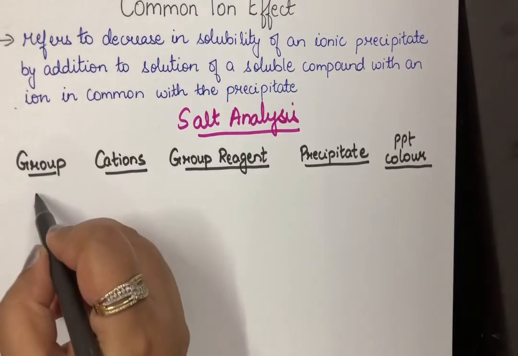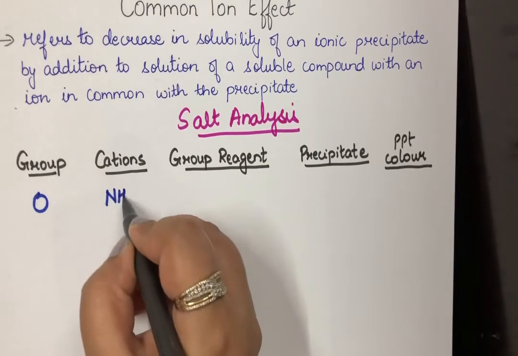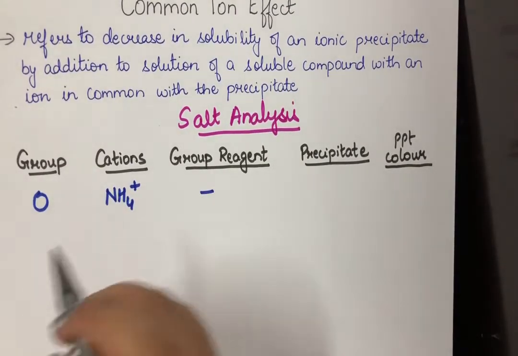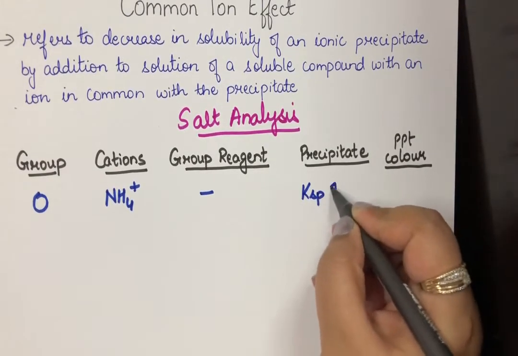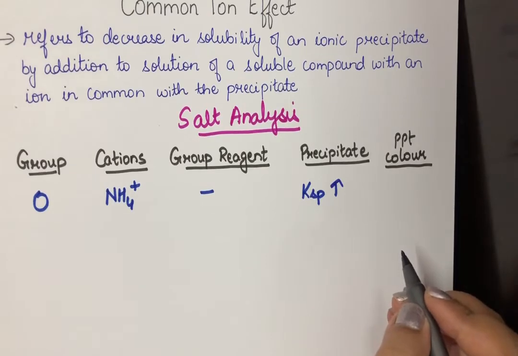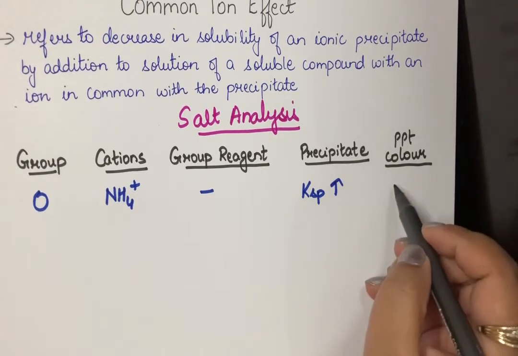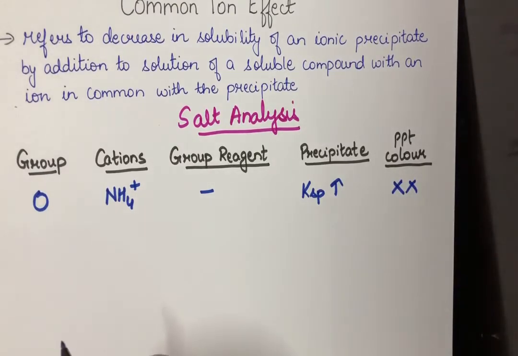The very first group is your zero group, and the cation present in it is your ammonium ion, that is NH4+, and there is no group reagent. And what happens to the precipitate? The Ksp value is very high, right? That is why it gets precipitated in group 0 itself, and there is no color for the precipitate.